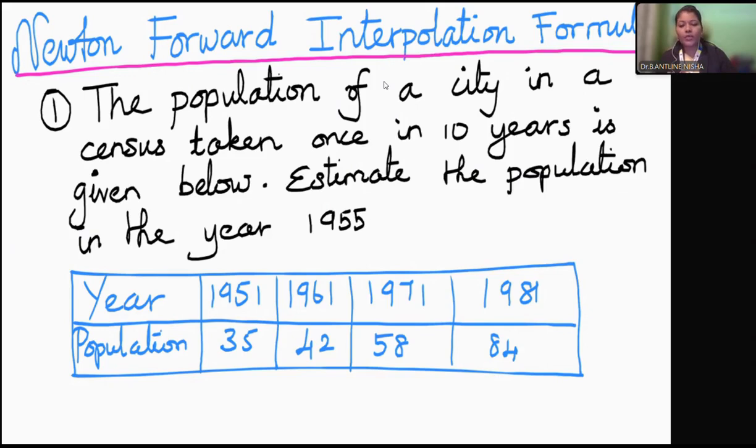Since the arguments are equally spaced, we can apply Newton interpolation formula. And the second row is population. The values are 35, 42, 58 and 84. Now go back to the question and see what is given. Estimate the population in the year 1955. Since the year 1955 is nearer to the beginning, that is nearer to 1951, we can apply Newton forward interpolation formula. Let us see the solution now.